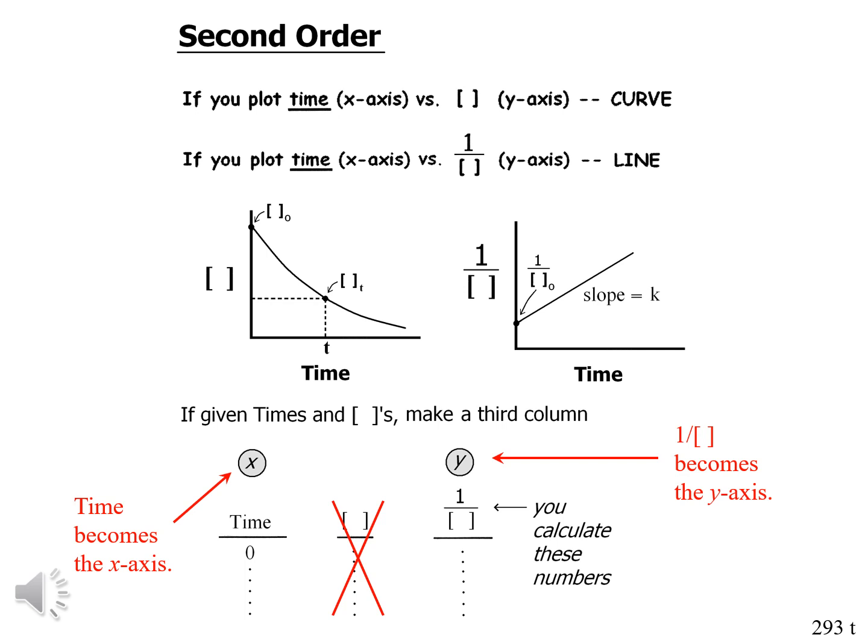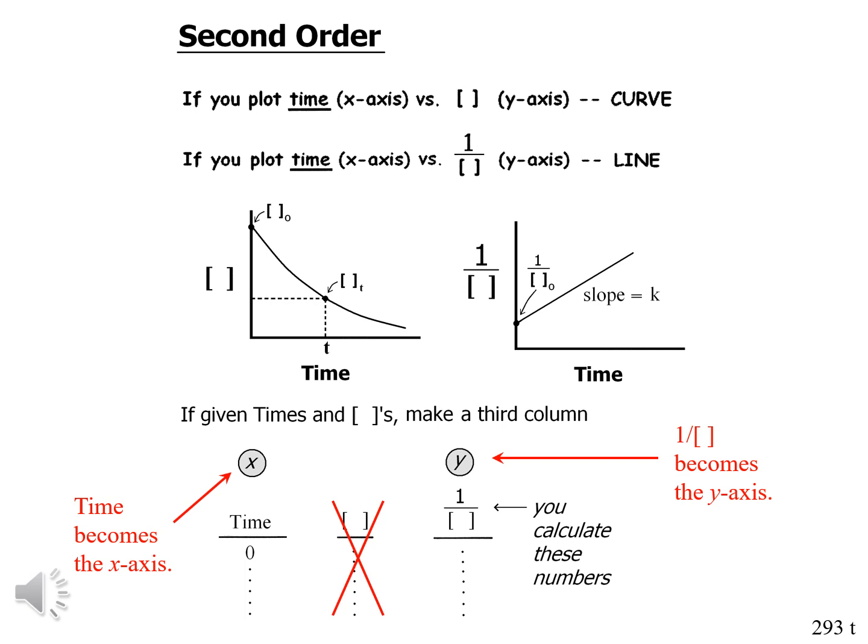So here's the way it looks for second order. Again, just like first order, if you plot time versus concentration, it's a curve. If you want to turn it into a line, though, for a second order graph, you don't take the ln, you take the time versus the reciprocal graph. And that will give you a straight line with a slope of k.